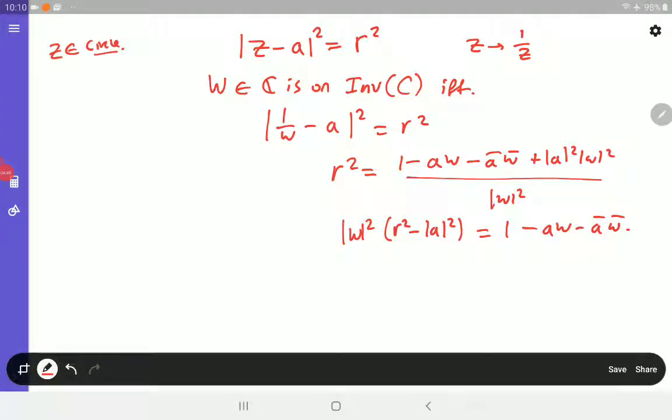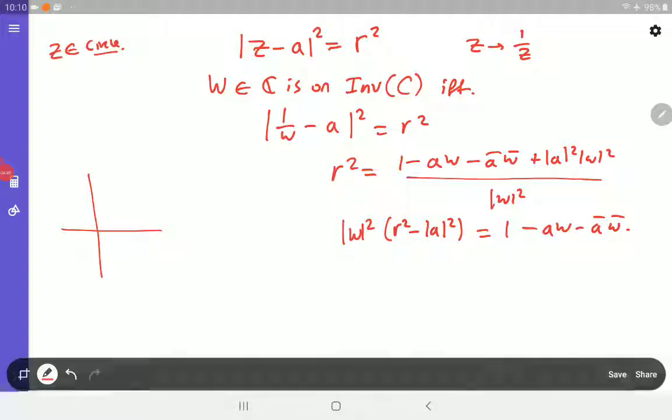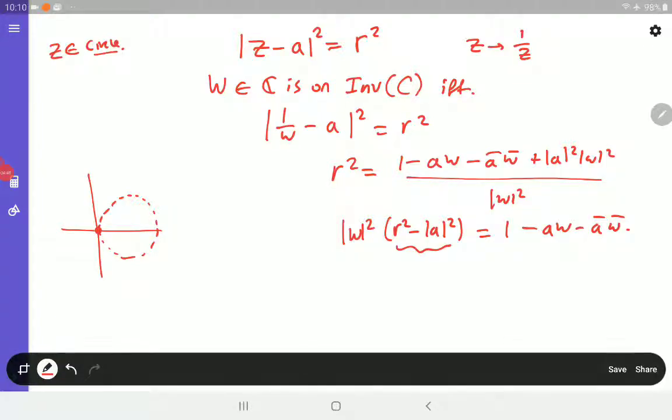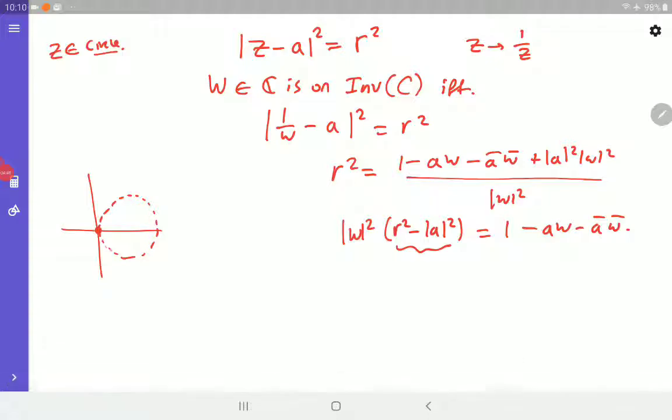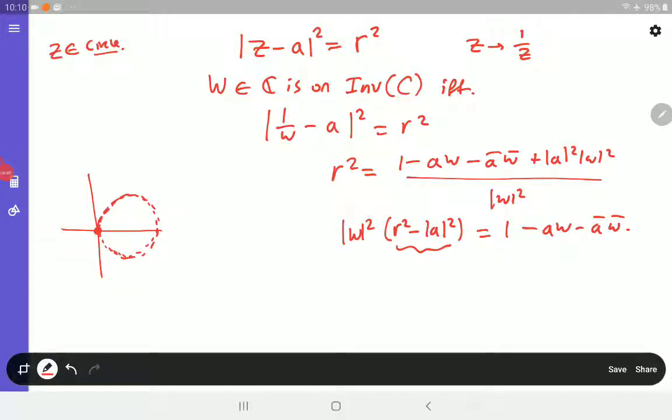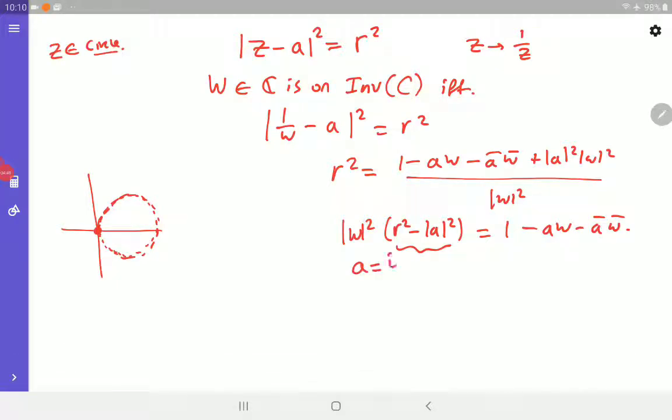If the radius is equal to the center, meaning that if the circle passes through the origin, then this is going to be 0 and you're going to get a line. Otherwise, you're going to get a circle. So this is saying that all circles that pass through the origin get mapped to a line, which we already know, right? In this case, this is indeed what we have.